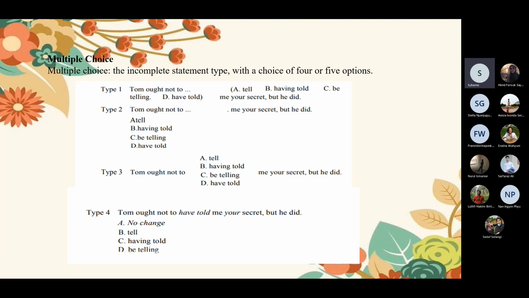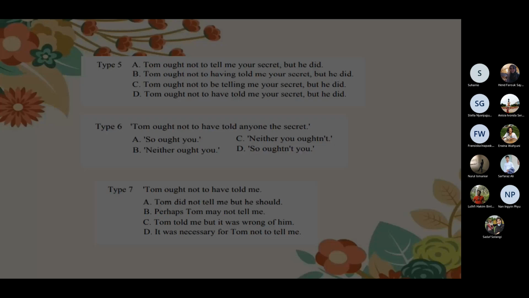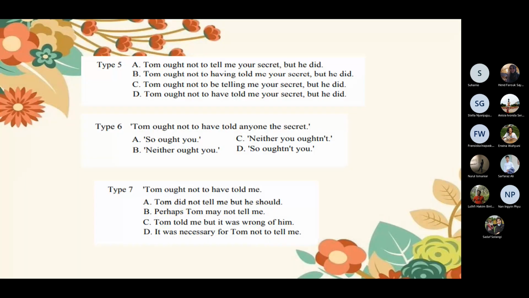Okay, up to now, any questions? No, but thank you so much. Okay, next slide, please. Here it is, next slide, yes. So you have type 5, type 6, and type 7.